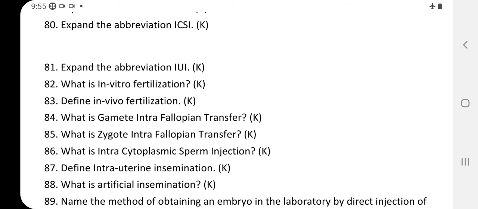82. What is in vitro fertilization? In vitro fertilization is the fertilization which takes place outside the body in almost similar conditions as those in the body.